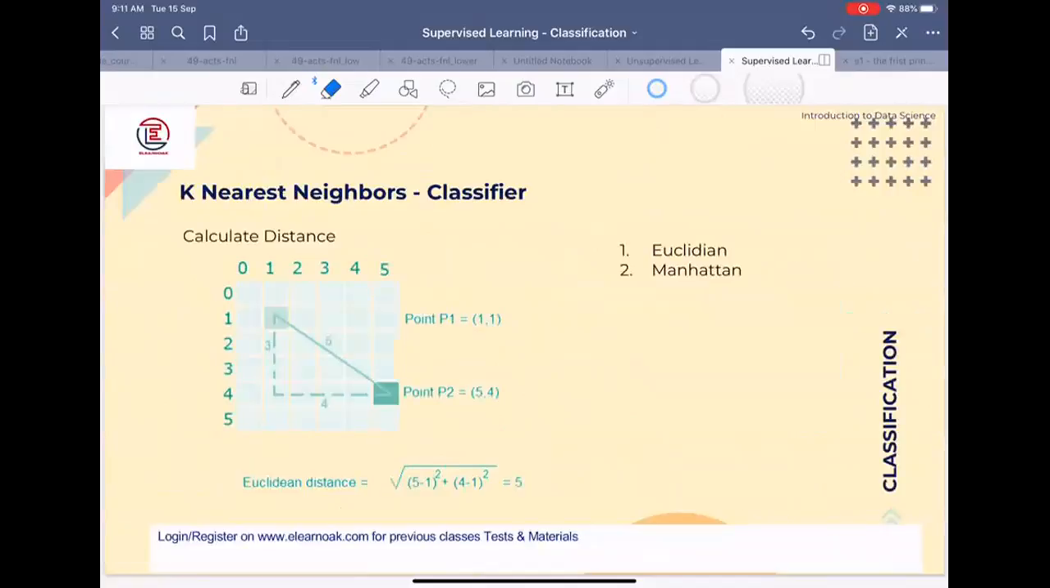Now, when we talk about these ideas, one thing of concern should be, how do we calculate distance? Okay, how do we calculate distance? So there are two major philosophies that are used by data scientists. Either we use something called Euclidean distance, or we use something called Manhattan distance. And both are used with almost equal usage. Okay. Euclidean distance. So let me show you two examples.